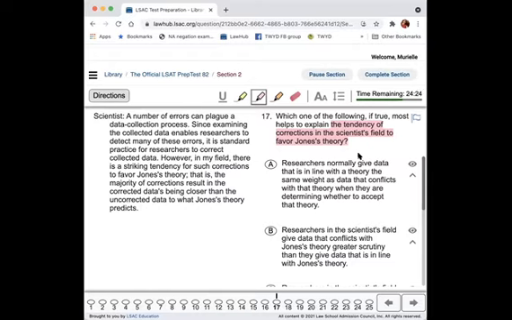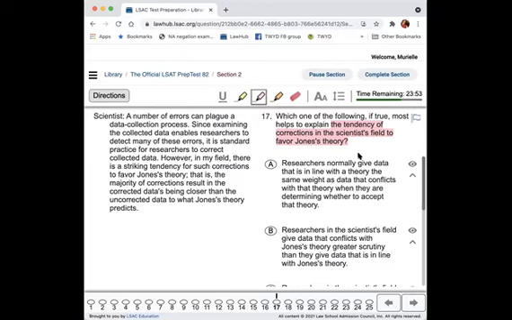Okay, so a scientist says that a number of errors can plague a data collection process. Since examining the collected data enables researchers to detect many of these errors, it is standard practice for researchers to correct collected data. Okay, so let's try to understand what that is saying before we move on. Do we really know what's going on there? A number of errors can plague a data collection process.